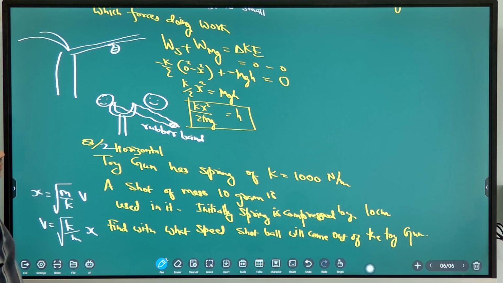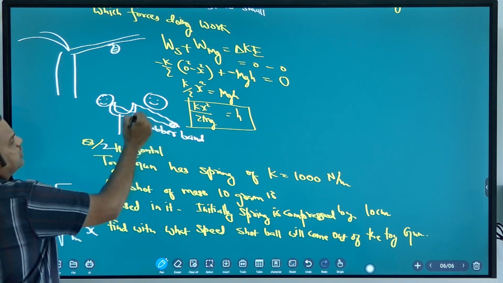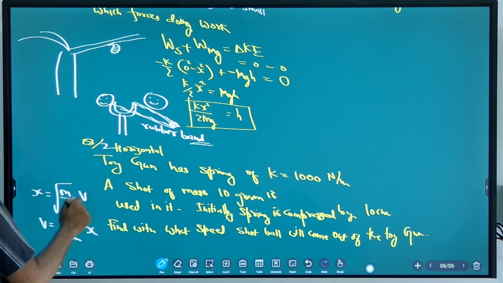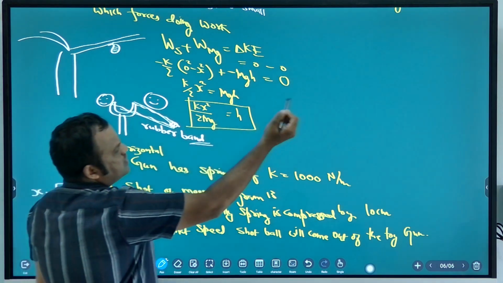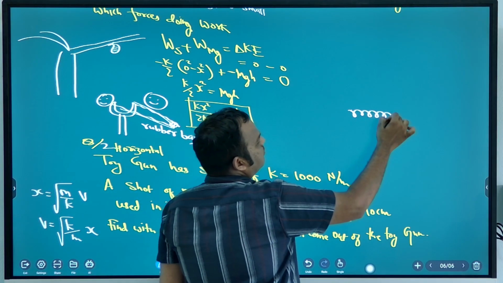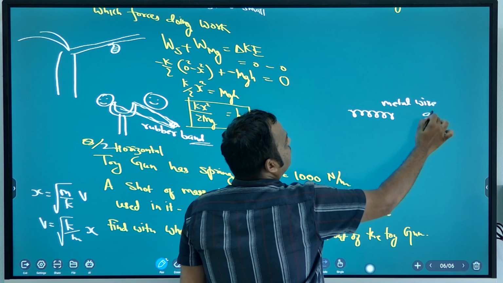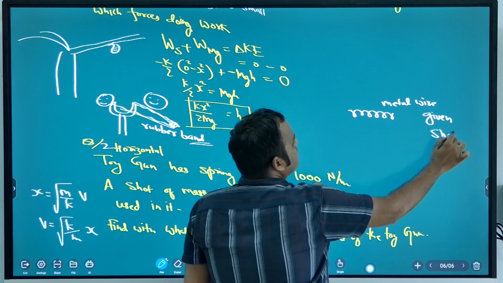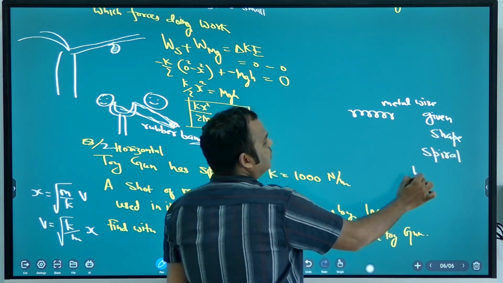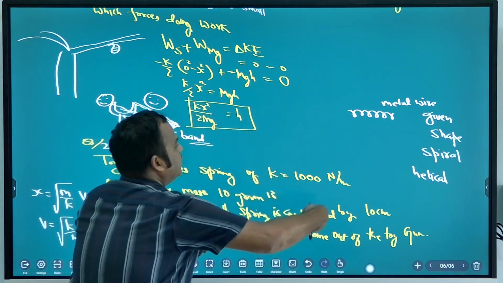Spring we can make in a factory only, right? So in a village factory is not there, so we are using a rubber band. Okay, fine. How springs are made, that is not our study. Spring is made up of metal wire. What type of shape does a spring have? Spiral shape, or you can call it helical shape. Okay, like this, helical shape.